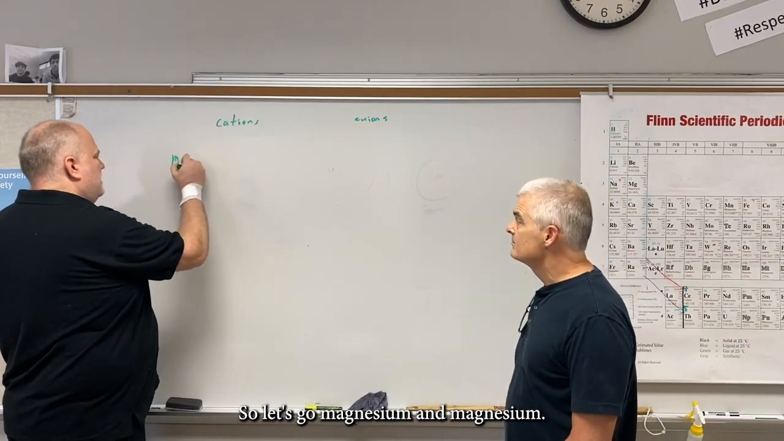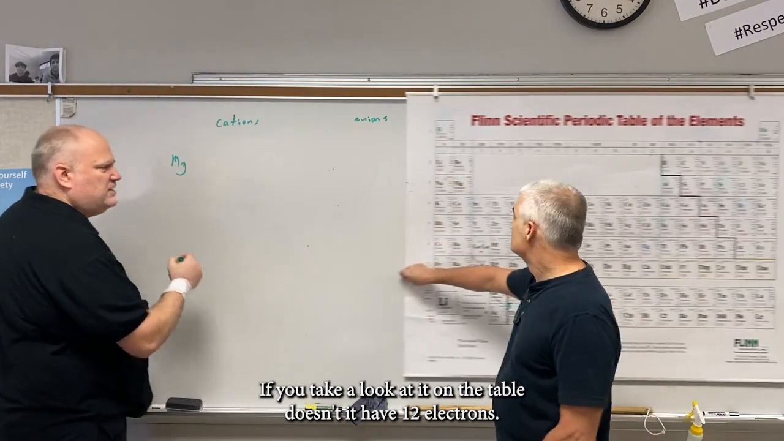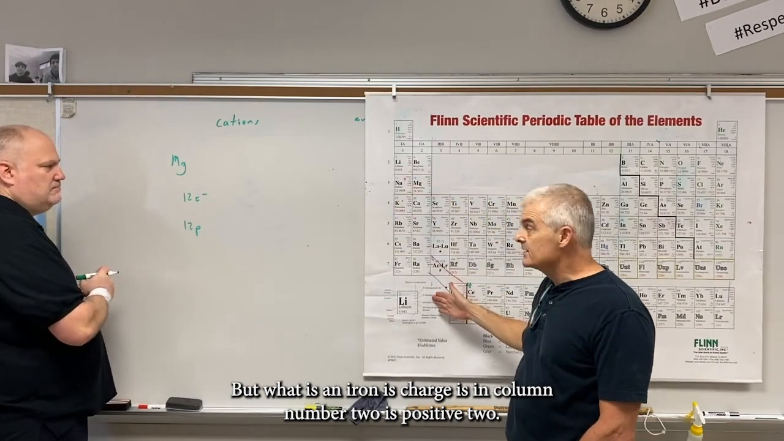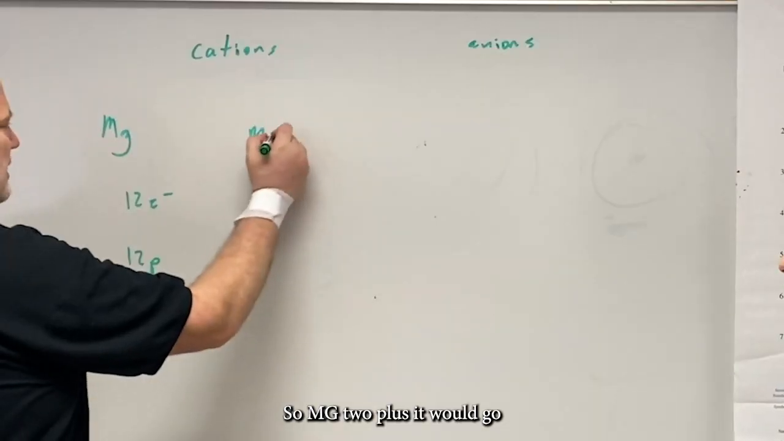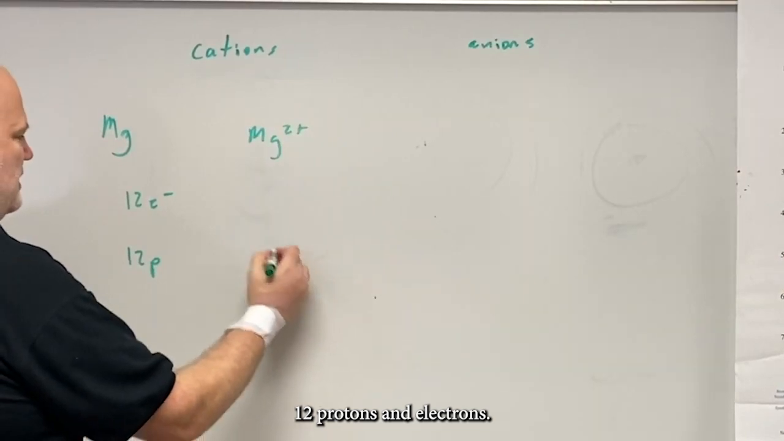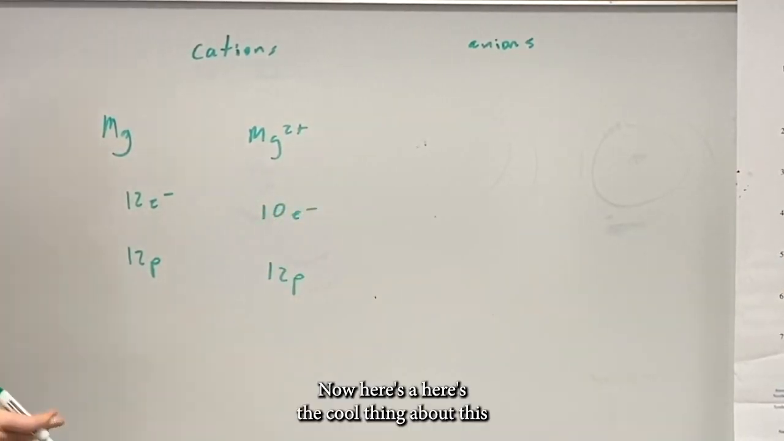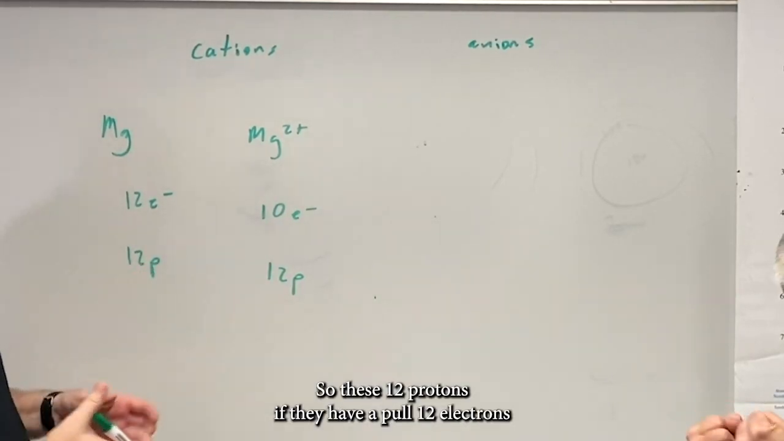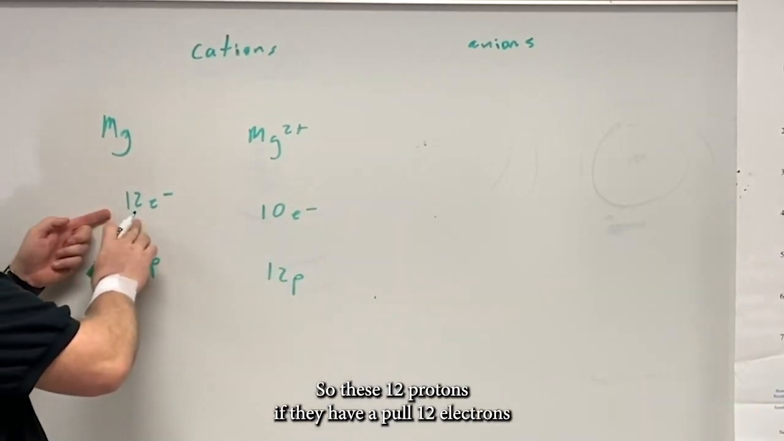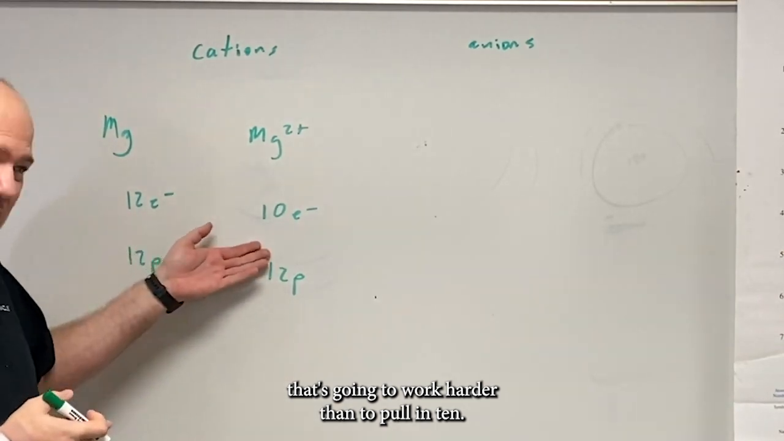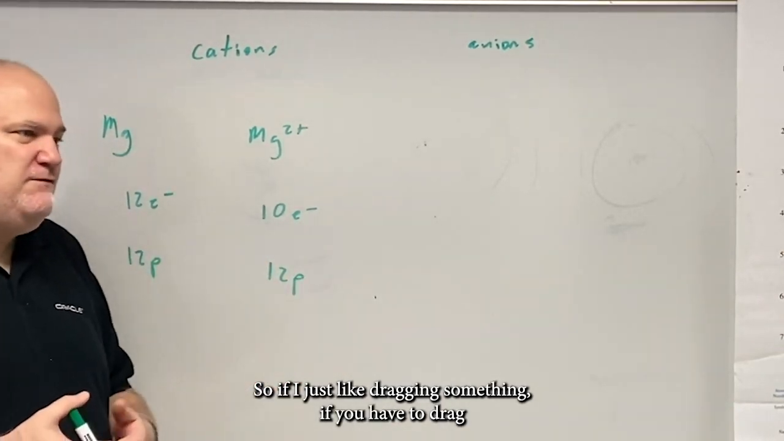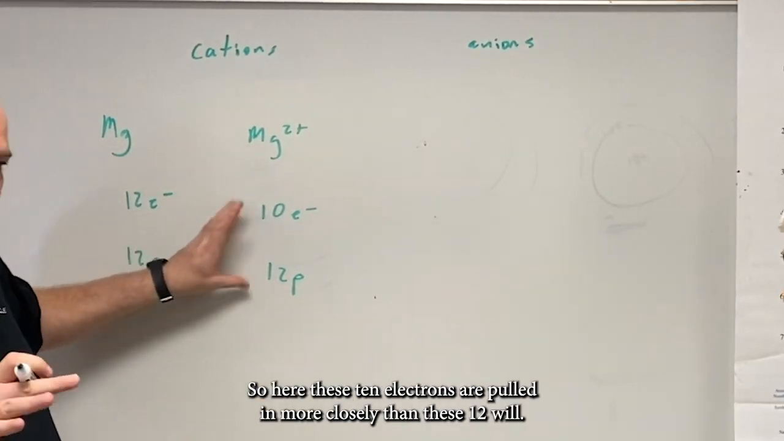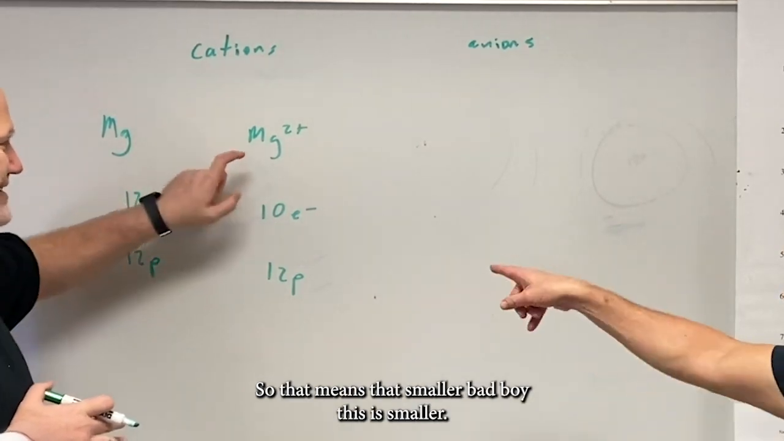So let's go magnesium. If you take a look at magnesium on the periodic table, doesn't it have 12 electrons? Yeah. But when he's an ion, his charge, when he's in column number 2, is positive 2. So Mg2+ would have 12 protons, tricky, and 10 electrons. Now here's the cool thing: the protons are doing the pulling in, right? So these 12 protons, if they have to pull 12 electrons, that's going to make them work harder than pulling in 10. Just like dragging something, if you have to drag less, you're going to be able to drag it better, right? So these 10 electrons are going to get pulled in more closely than these 12 will. So that means that he's a smaller bad boy.